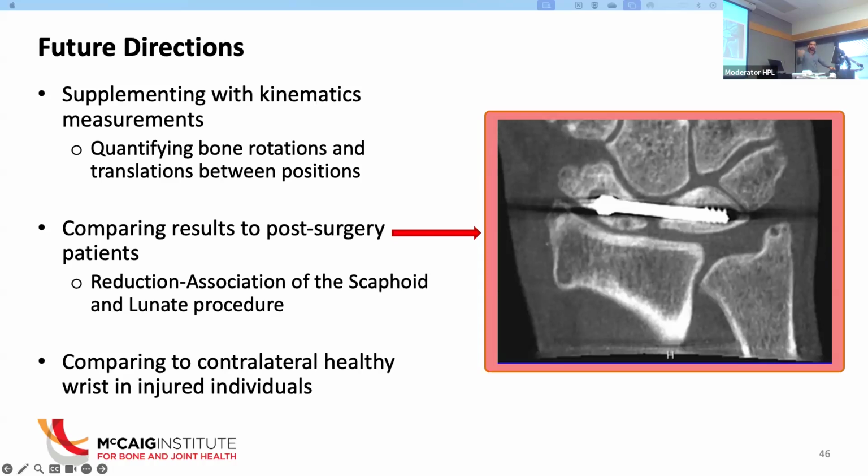And then lastly, we can compare that contralateral healthy wrist of the injured individuals to see if there's differences in how these patients load their wrist with injury.